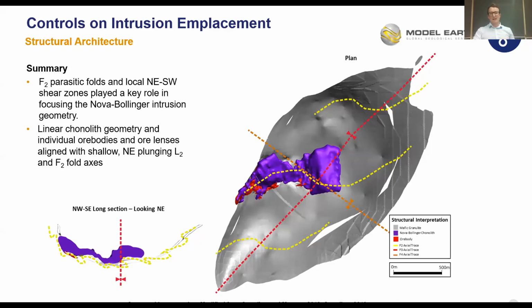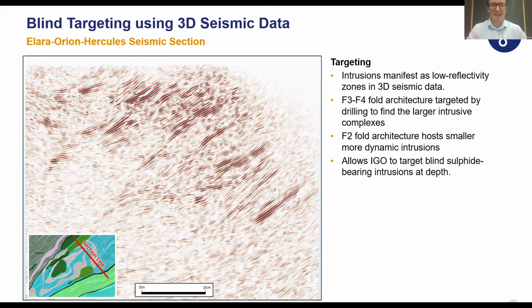So lastly, I just wanted to show how we translate that into a targeting framework as an exploration team. So this is another snapshot of our 3D seismic data section here. So this is to the north. This is to the northeast of Nova-Bollinger, located here, again, looking northeast. And what we started doing is that we started recognizing and mapping out that large F3 fold architecture and realizing that the large intrusions manifest as lows in the 3D seismic data. So you keep your eye on locations like this, locations like that, and then down here.